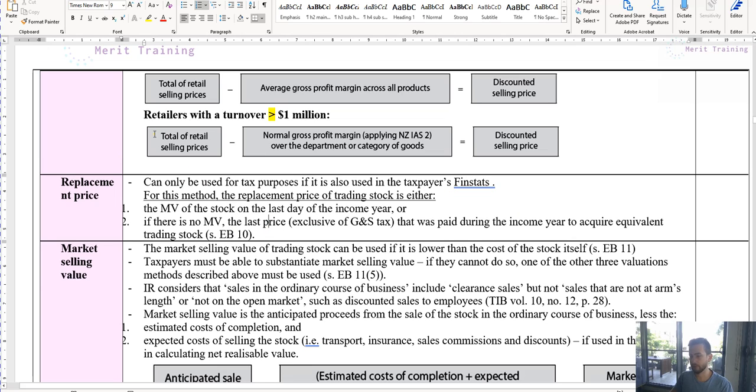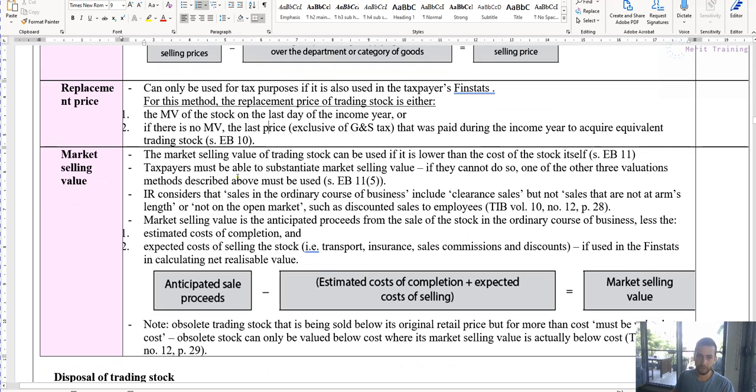So it's basically what the stock is valued at today's date. But again, you can only use this if you use this method in your financial statements for accounting purposes. And then finally is the market selling value. So number 1, it can only be used if lower than the cost of the stock itself. You can't do this to increase your trading stock valuation.